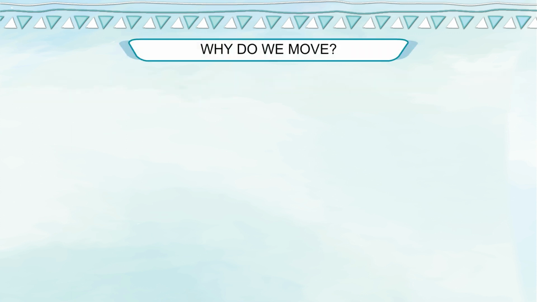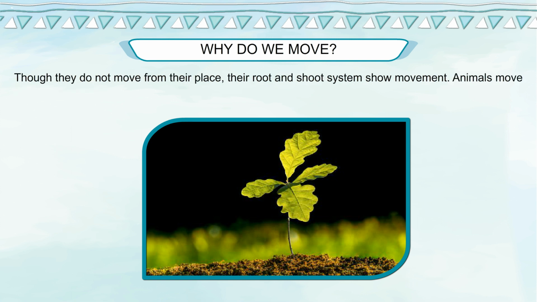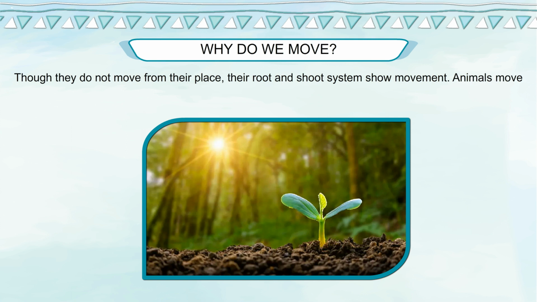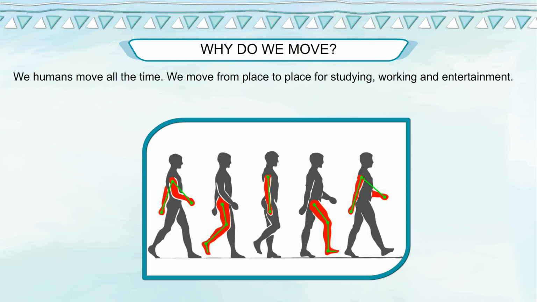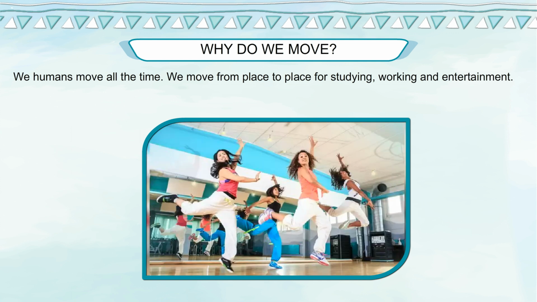Why do we move? Movement is one of the main characteristics of living organisms. Plants show very slow movement, which is not visible. Though they do not move from their place, their root and shoot system show movement. Animals move from one place to another in search of food and shelter. We humans move all the time. We move from place to place for studying, working, and entertainment.